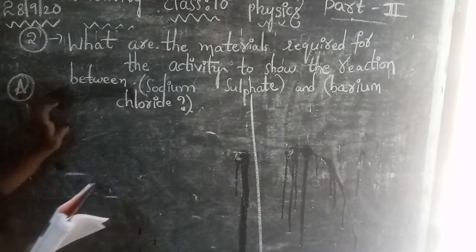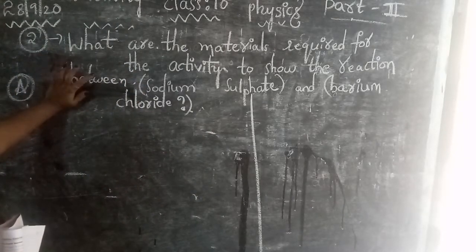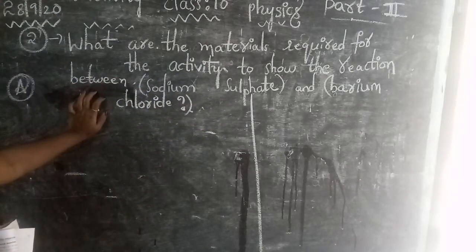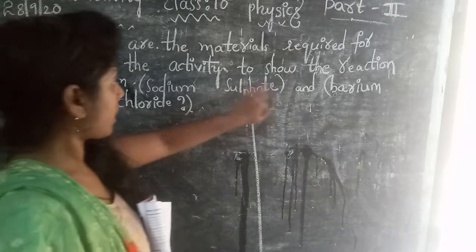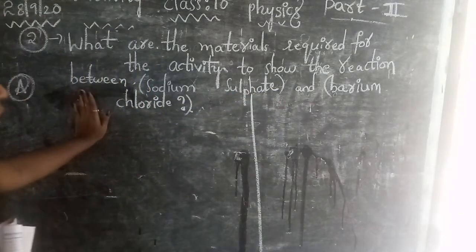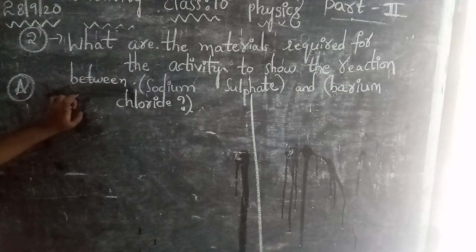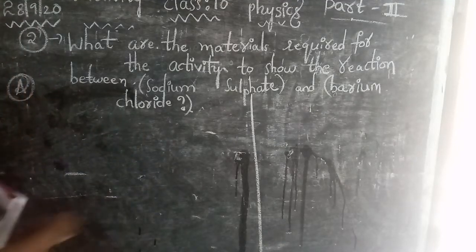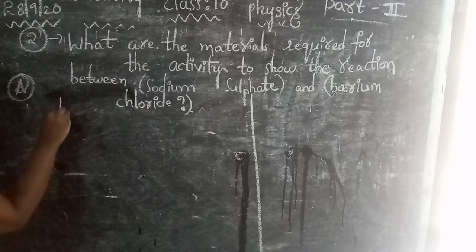Next activity: what are the materials required to show the reaction between sodium sulfate and barium chloride? What happens if these two solutions react with each other? Let us see. Look here. To perform this experiment, what do we require?